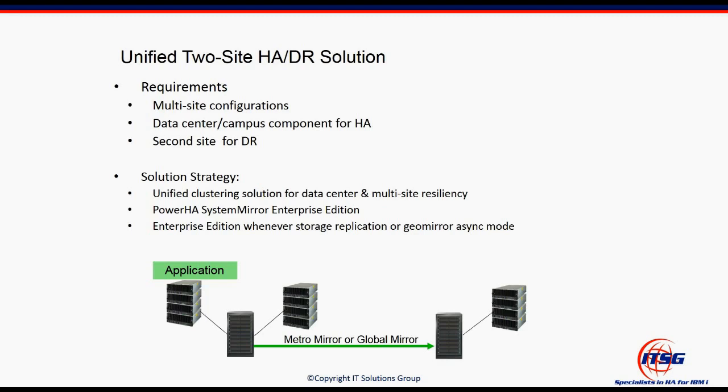The 2-site HADR solution is now Metro Mirror with GeoMirror. In this environment, for high availability, I can move my applications over to my other server with Metro Mirror. But then if I have a site disaster, I can actually move on to my DR site using Global Mirror. So this is the 3-site node that Metro Mirror Global Mirror offers.